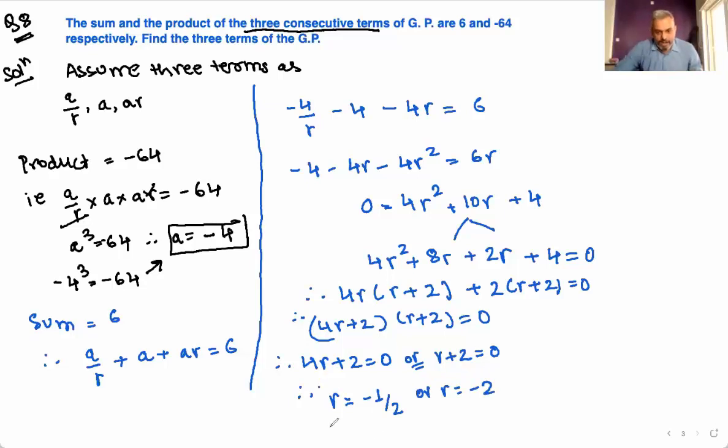Now we have R is equal to minus 2, or we have R is equal to minus 1 by 2. Now what do we do? We have to find the terms. So let's find the terms.